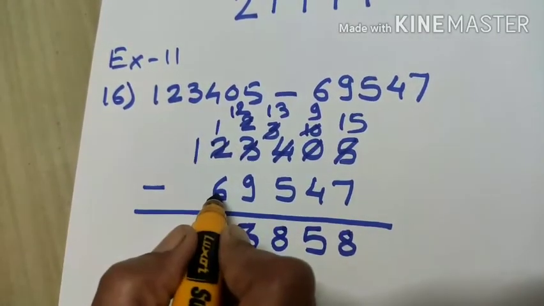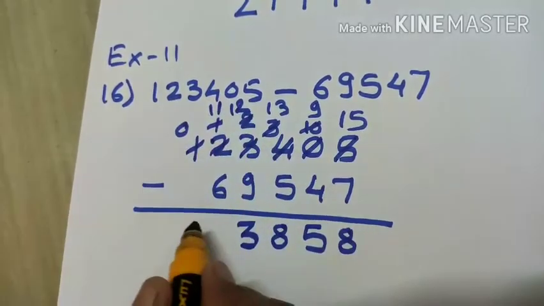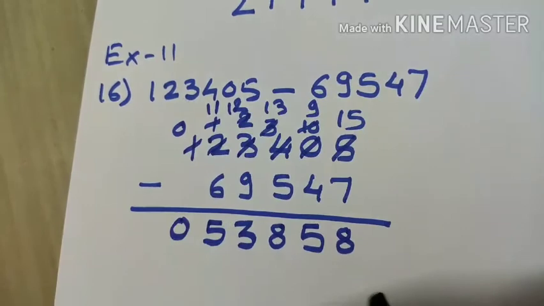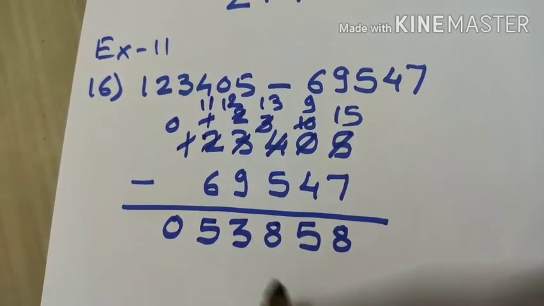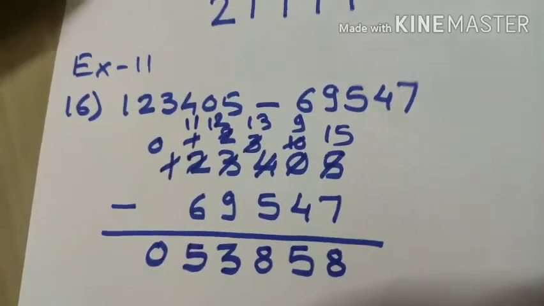Again 1 minus 6 you cannot do, so from 1 you have to borrow, this 1 becomes 11. 11 minus 6, 5, and this is 0. So this is your answer, 53,858. Now we will see the next question.